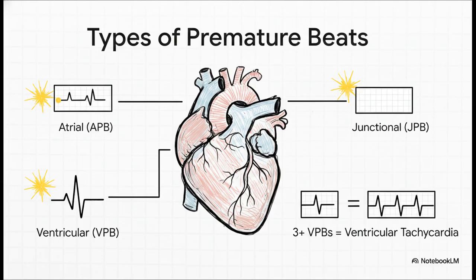If a premature beat starts in the atrium, it's an atrial premature beat, an APB. If it's from the AV junction, it's a junctional premature beat, or JPB. And if it comes from the ventricle, it's a ventricular premature beat, or VPB. And that brings us to a super important rule. If you see 3 or more of these VPBs in a row, that's it. By definition, that's a run of ventricular tachycardia.